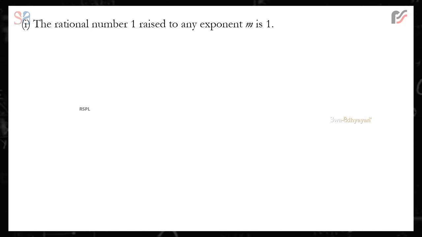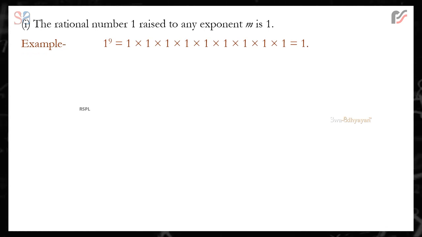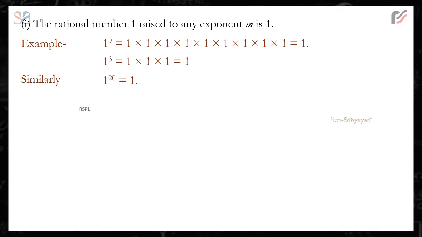1. 1 as the base and exponent. The rational number 1 raised to any exponent m is 1. Example, 1 raised to power 9 is equal to 1 into 1 into 1, 1 into 1 into 1, 1 into 1 into 1, which is equal to 1. 1 raised to power 3 is equal to 1 into 1 into 1, which is equal to 1. Similarly, 1 raised to power 20 is equal to 1.